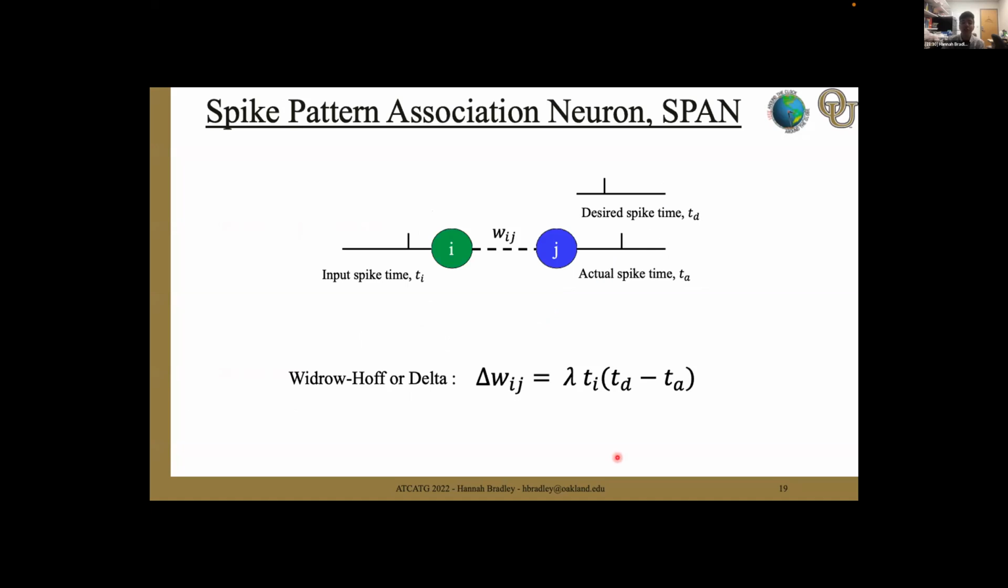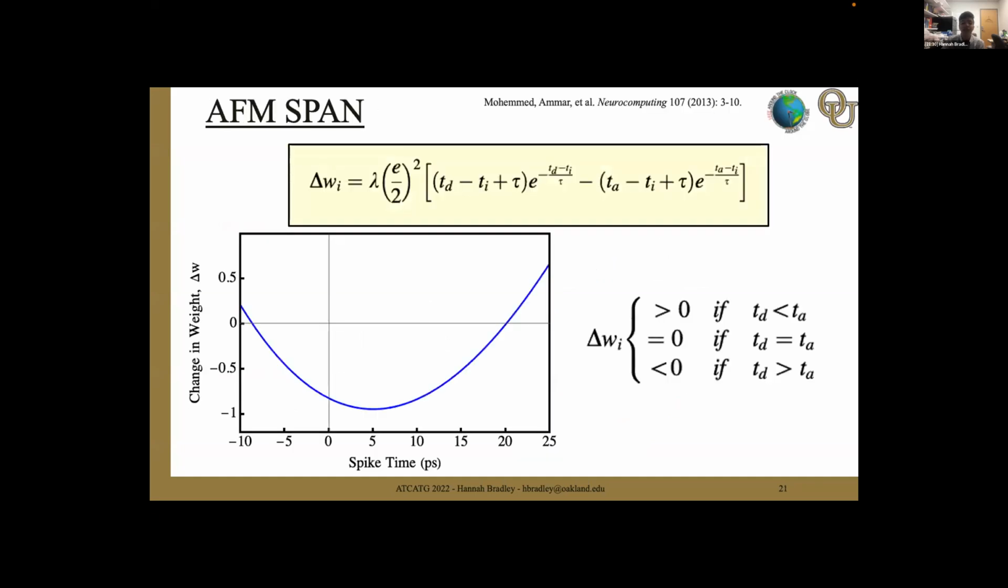This rule uses the difference between the desired spike time and the actual spike time to update its weights. The lambda is a real-valued, positive, and constant learning rate. The higher this learning rate, the more aggressive the change in weights are. The final equation for a SPAN algorithm is shown here, and we can see it in the graph. The takeaway from this equation is that when the actual time is greater than the target time, the weights will increase. When the timing is the same, the weights will stay the same. And when the actual time is less than the target time, the weights will decrease.